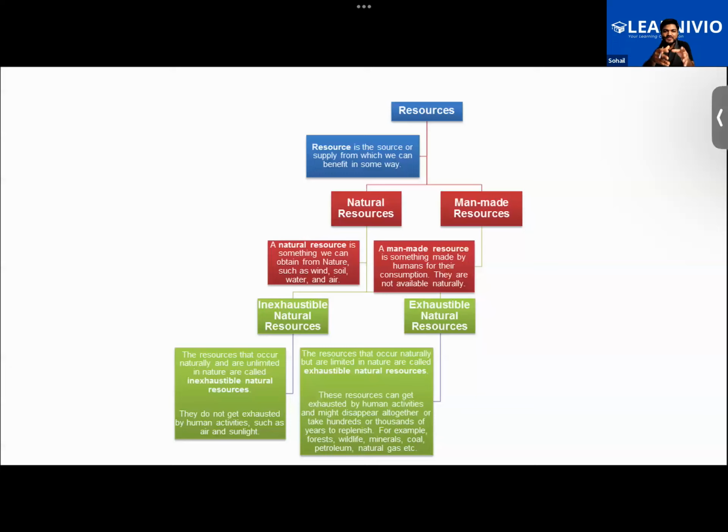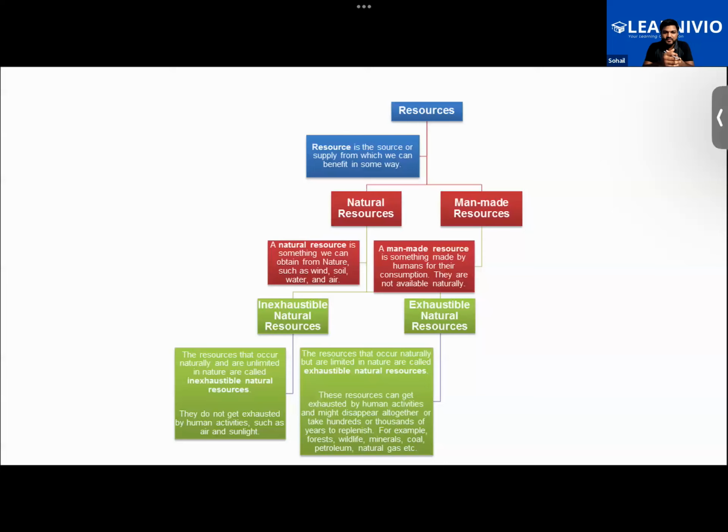Then further, these resources can be classified as those that are natural and those that are made by humans. For example, buildings are a kind of resource, but they are man-made resources. Then you have natural resources like forest, wind, soil, water, air. These are the natural resources that we obtain from nature.